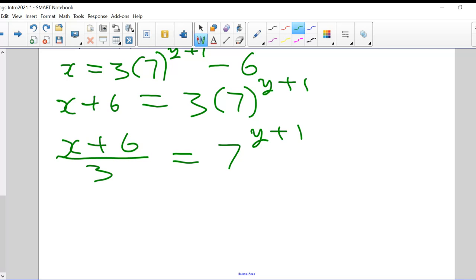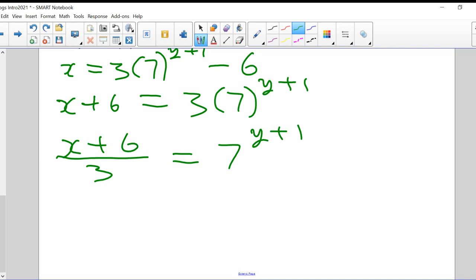Now we're stuck. Everything we did before is basic algebra. Add the 6, divide by the 3. But how do we get that y now? That's the big issue here. Let's see who is going to give me an idea of how that might work. How can we get that y on its own? We've got to get that thing, which is an exponent, to not be an exponent anymore.